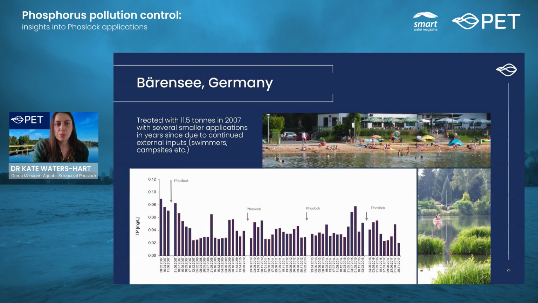So 11.5 tons was initially applied in 2007, but as this is heavily used by swimmers, the water managers wanted to continue to see the benefits of the treatment and wanted to do periodic treatment top-ups to make sure that the water body still remained in a desirable state. And this is a good example of that.